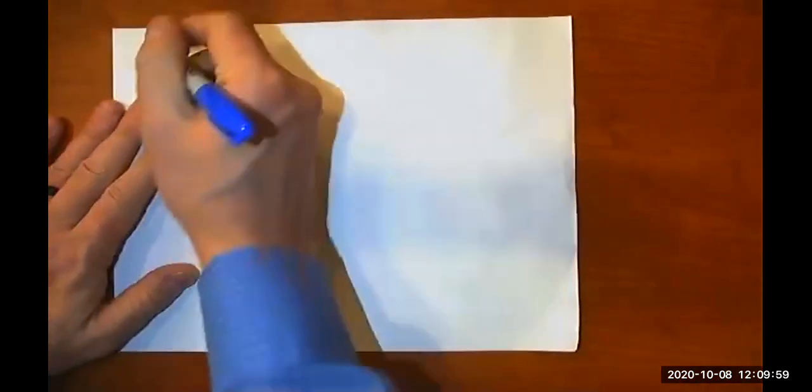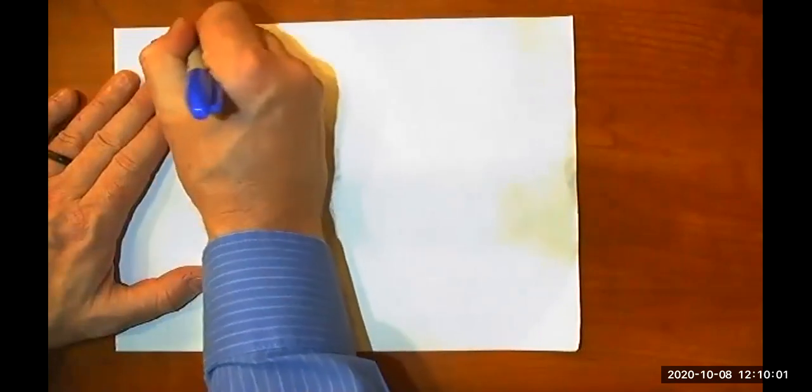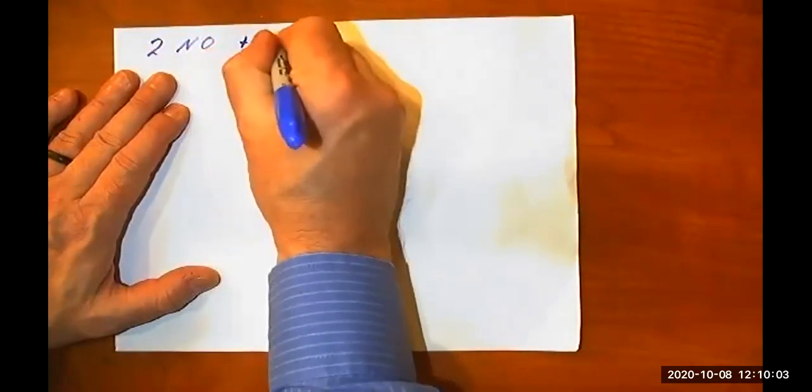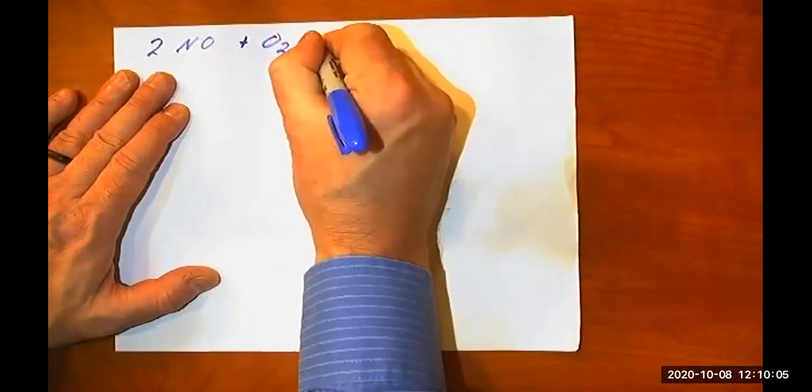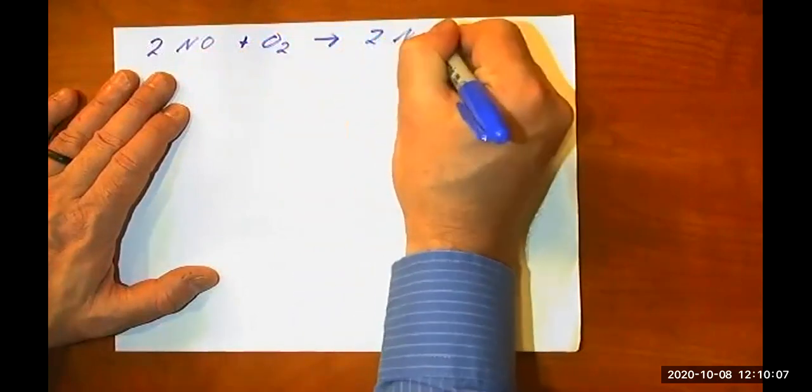Okay, for the rest of the questions I want to do an extended example. The idea for this example is to look at a reaction, 2NO plus O2 goes to 2NO2. And what we're going to do is compare two different possible mechanisms for this reaction.